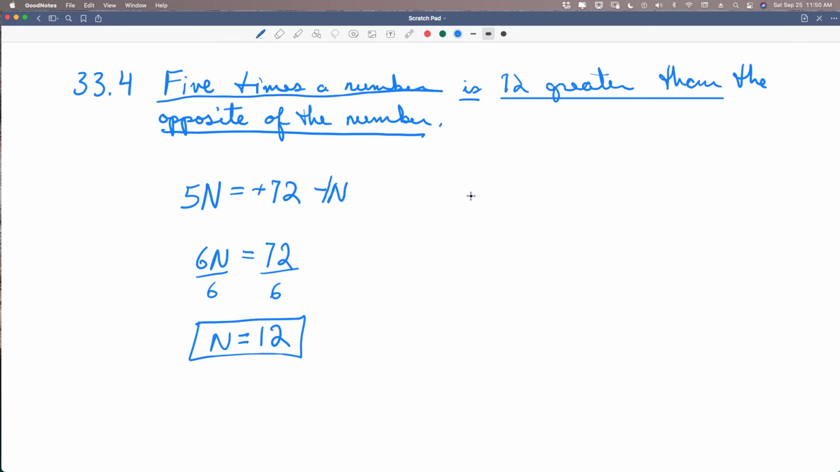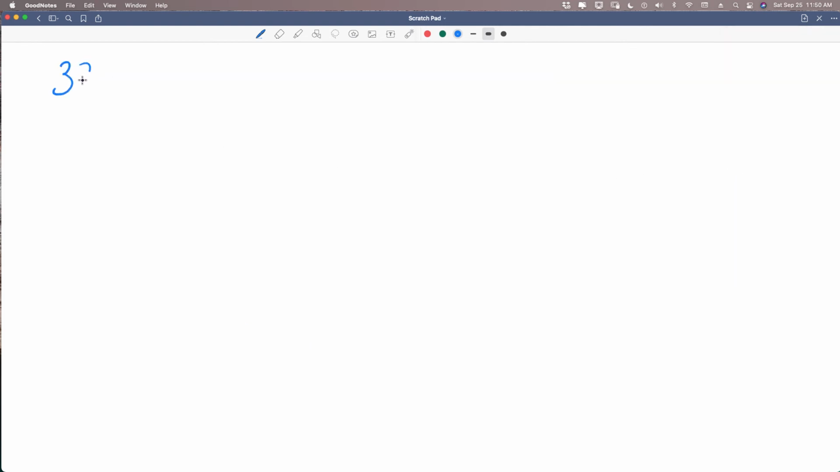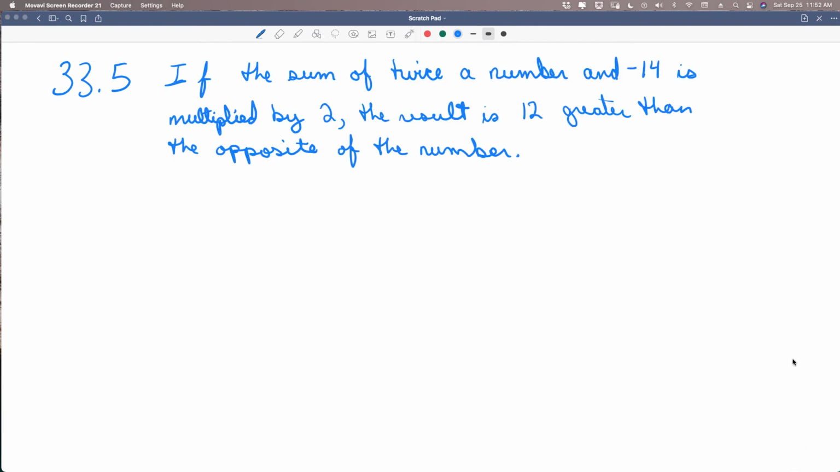All right. Moving on, we have another one. I'm just going to run through most of these phrases so you know what they are. I'm going to write this one out and then let you solve it. All right, my students, here is the problem. If the sum of twice a number and -14 is multiplied by 2, the result is 12 greater than the opposite of the number. So I want you to pause the video and solve that for me, and then you can press play and see if you got the same thing I got. Okay? So go ahead and pause.